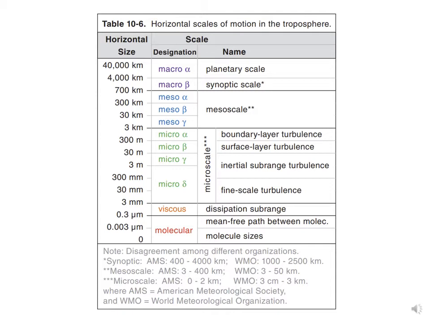So mesoscale are things that are between about 3 kilometers and 700 kilometers. This would involve all of your thermals, your thunderstorms, your MCSs, mesoscale convective systems, all gust fronts, all of those sorts of things fall into the mesoscale. And then in the microscale, this is where we have our boundary layer turbulence and our surface layer turbulence. So basically all the turbulent cascade is essentially moving down into the microscale.